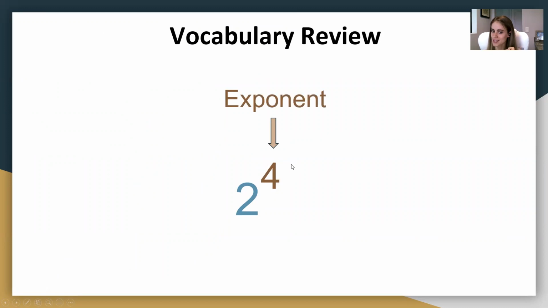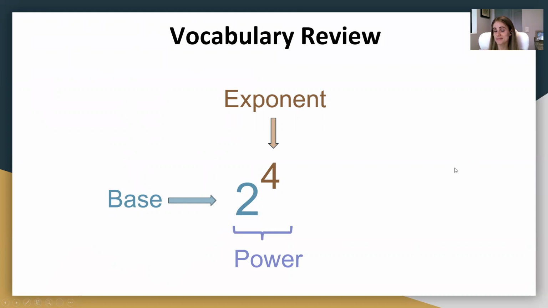That's the exponent. So that superscript, so that means it's raised up, that smaller number is called an exponent. How about the 2? What do we call that? That is the base. So the base is our larger number, and then the superscript is our exponent. What about it as a whole? What do we call this expression together when we have 2 to the 4th power? We call it a power. Kind of used the word when I was pronouncing it.